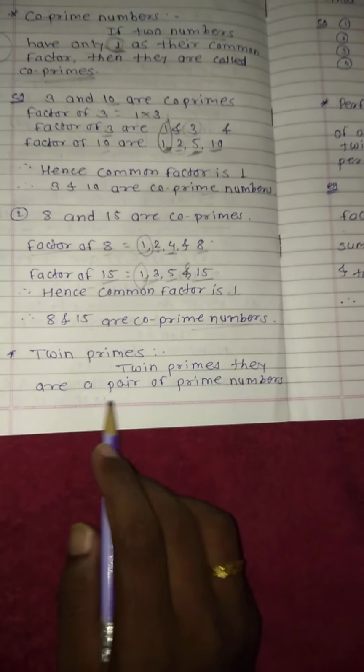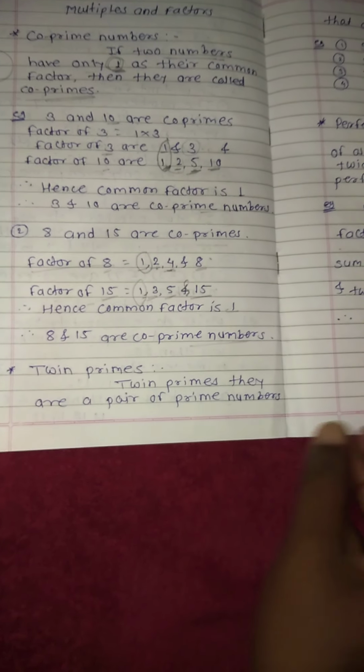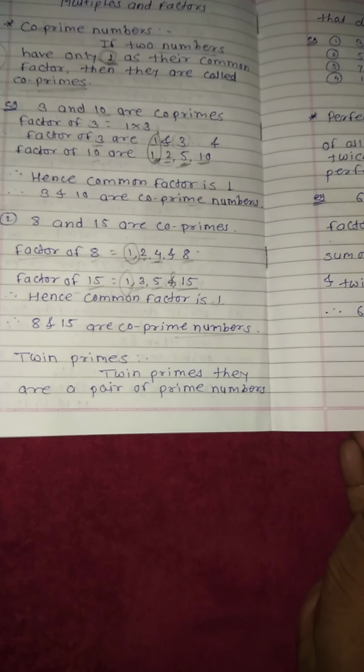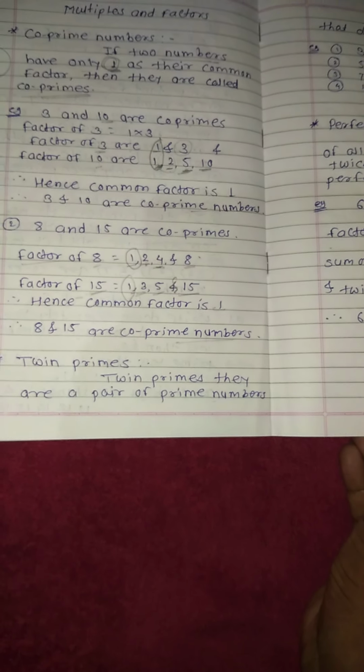Now let us observe twin primes. Twin primes are a pair of prime numbers. Everyone knows what is meant by a prime number. A prime number is a number which is divisible only by 1 and itself.